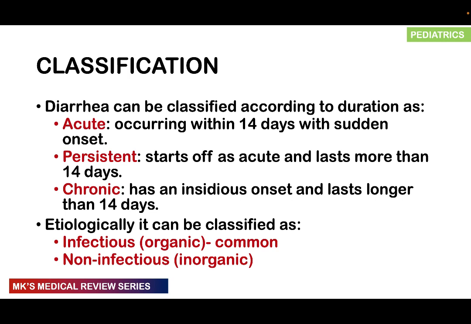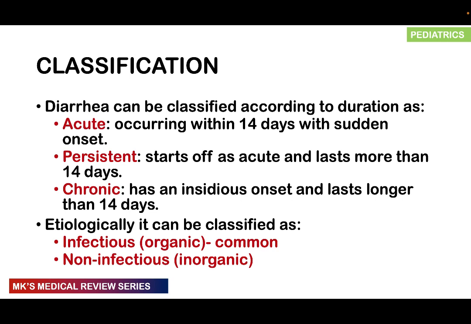Anything that starts off as acute but lasts more than 14 days, we call that persistent. Anything that starts off gradual or insidious and lasts longer than 14 days, we call that chronic. Another way in which we can classify diarrhea is based on the etiology.